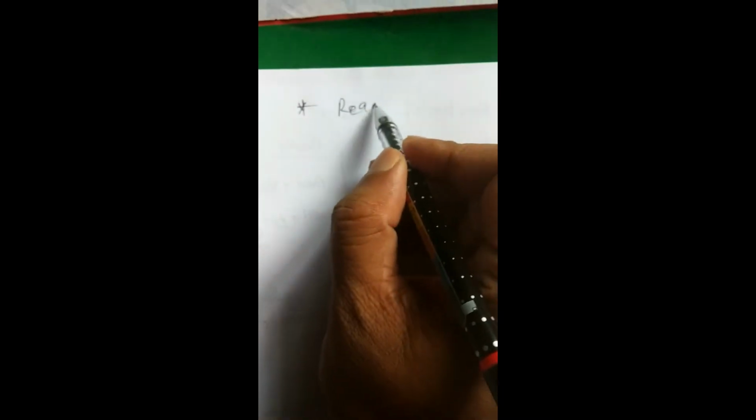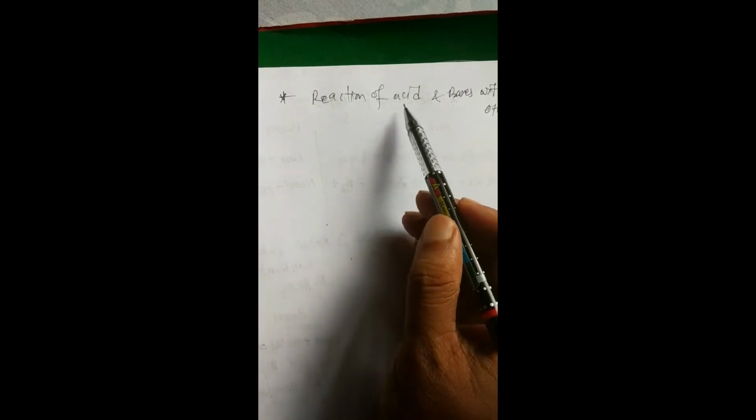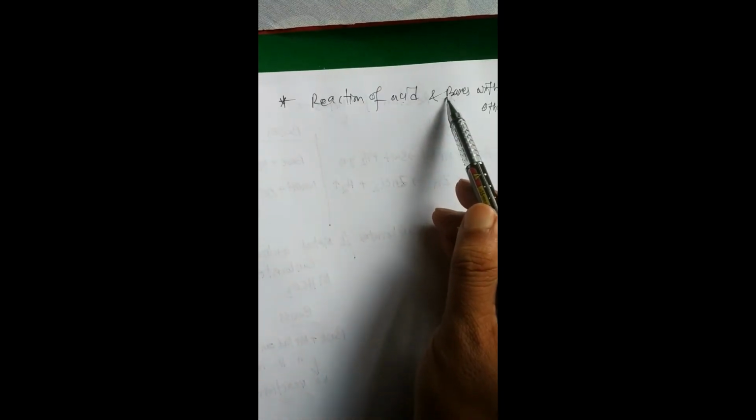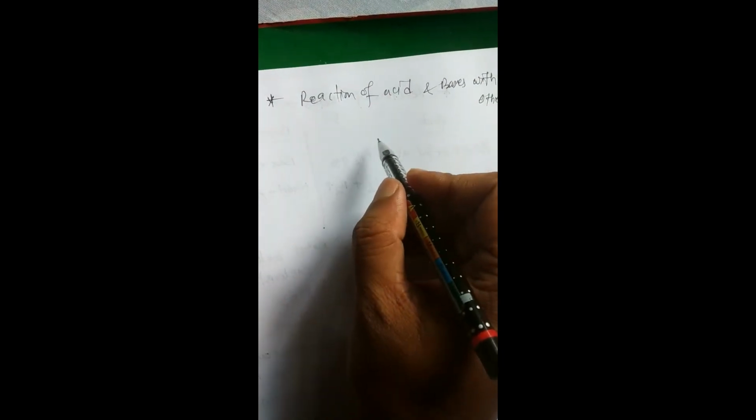Now, the reaction of acid and base with each other. We had a discussion on it, the reaction of acids and bases with each other. It means we are considering the neutralization reaction, because in the previous video we have already discussed that when an acid and base react with each other, they provide some salt and water.